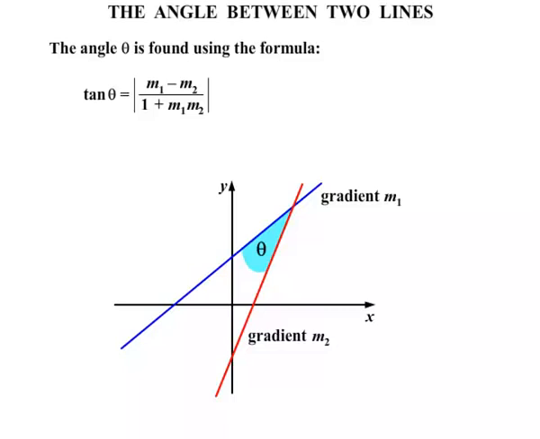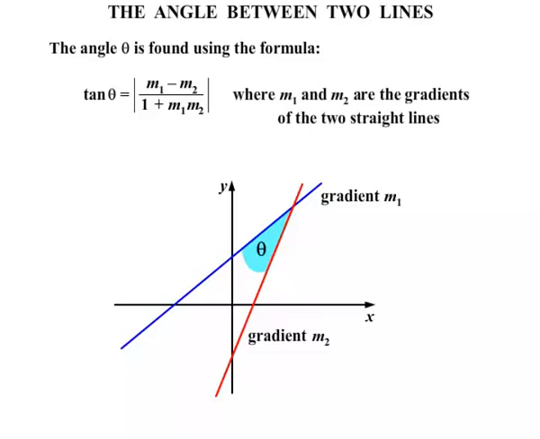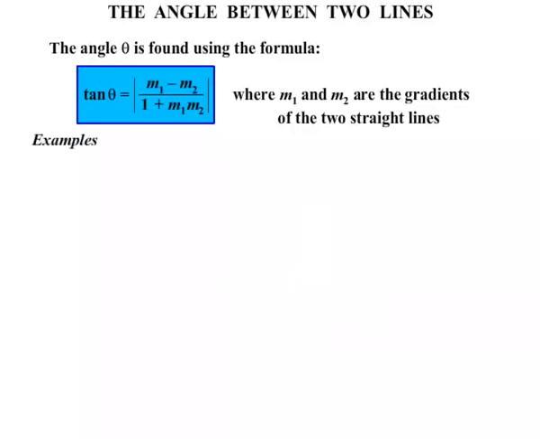Now this angle theta is found using the formula tan theta equals the absolute value of m1 minus m2 over 1 plus m1 times m2, where m1 and m2 are the gradients of the two straight lines. So that formula there, very important. Okay, you'll need to remember that off by heart. Let's look at some examples.